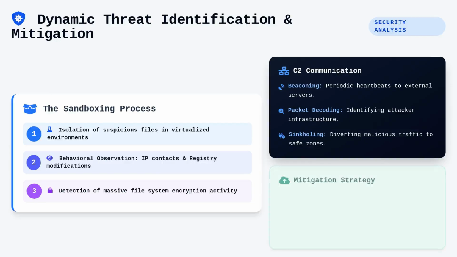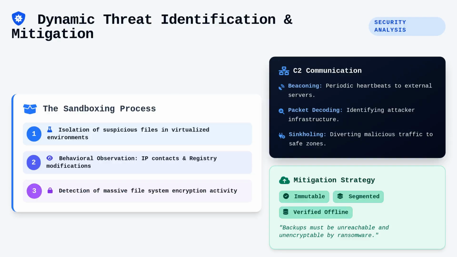Effective mitigation strategy requires more than just detection. It mandates immutable, segmented, and verified offline backups that cannot be reached or encrypted by the ransomware in the event of a breach.